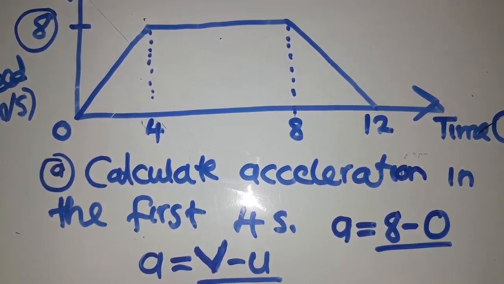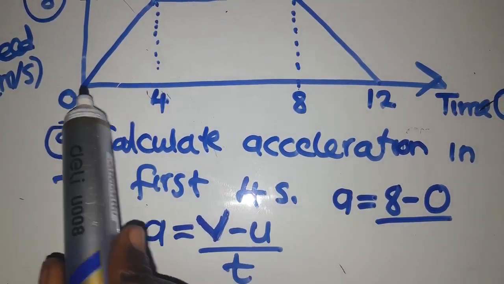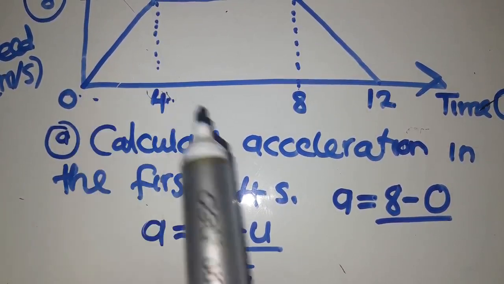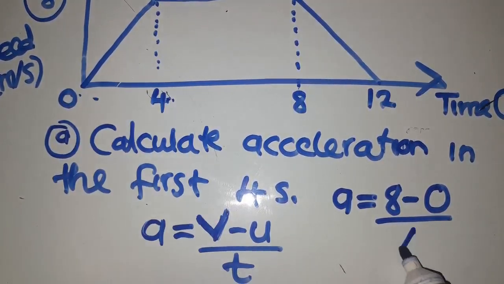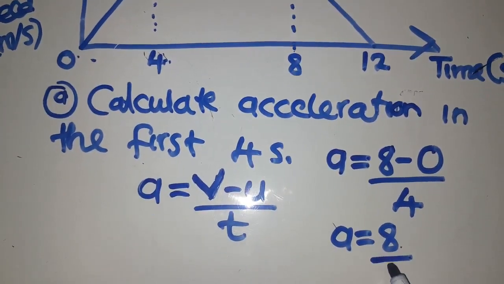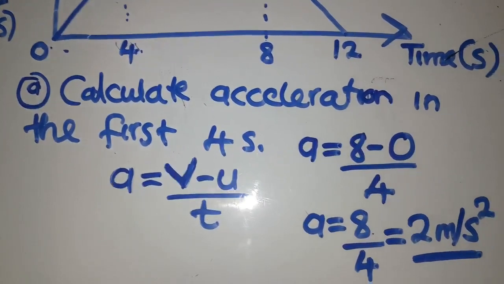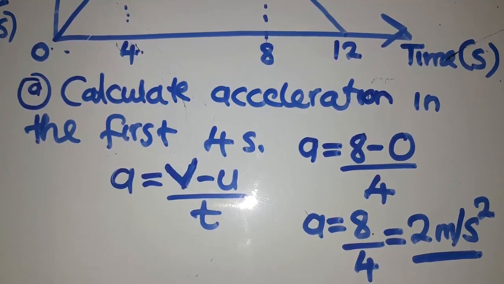Then you say over time. What is your time? The time is what? In the first 4 seconds, the time is 4. You do this, which is equal to 8. You divide by 4, which is equal to 2 meters per second squared. So this is your answer. This is how you need to answer that question. So that's how you need to calculate that.